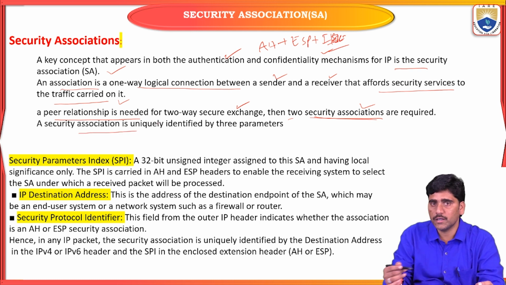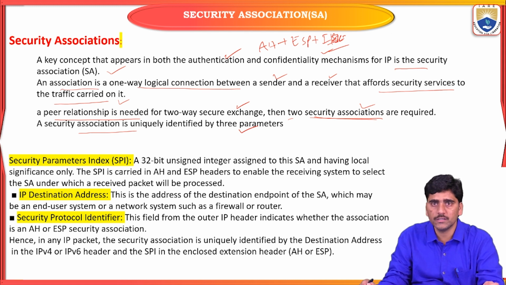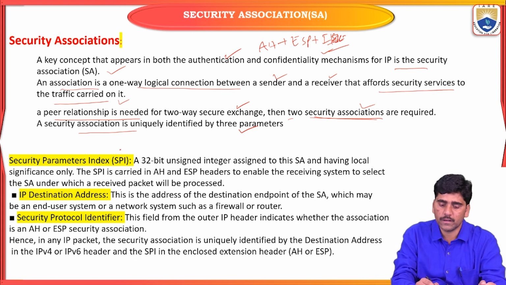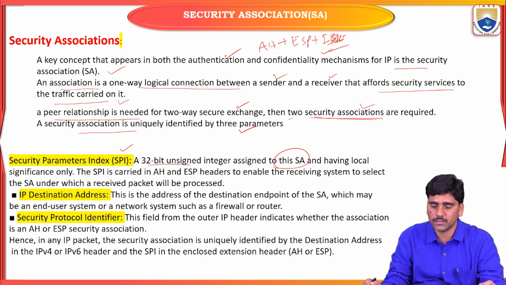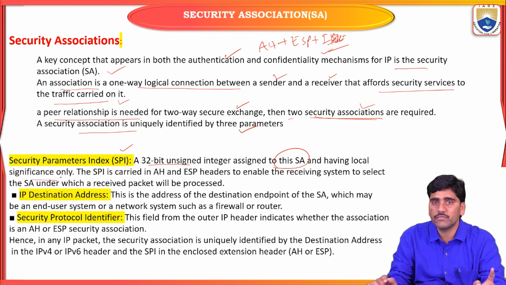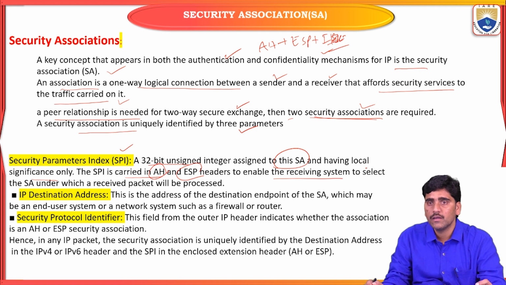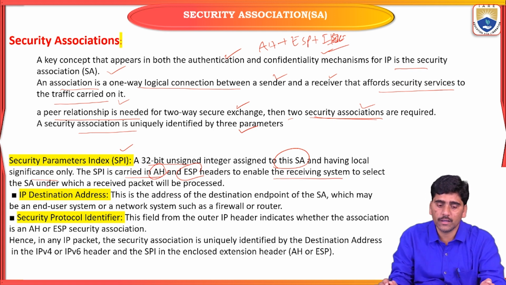A security association is uniquely identified by three parameters. The first one is the security parameters index, simply called SPI. It is a 32-bit unsigned integer assigned to this security association and having local significance only. It is carried in both the authentication header and the ESP headers to enable the receiving system to select the SA under which a received packet will be processed.